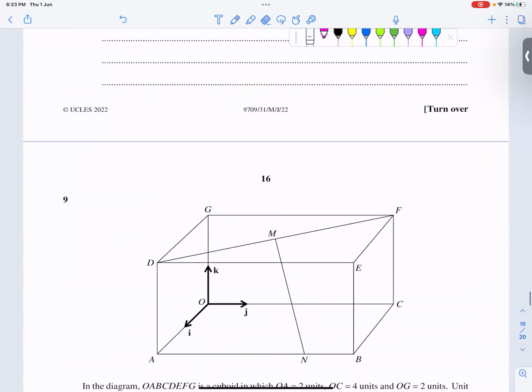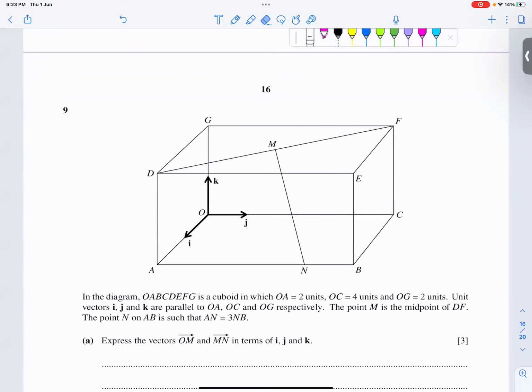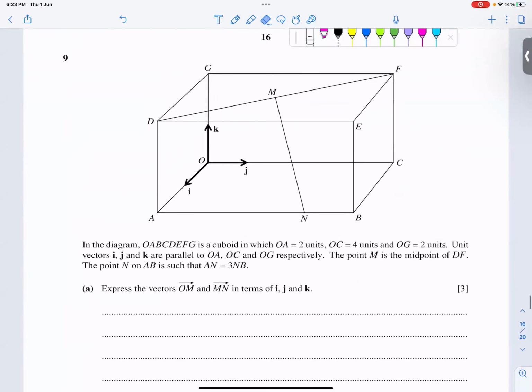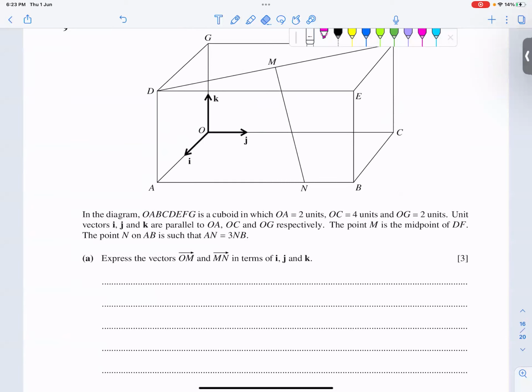Okay, so moving to question 9, it is related to vectors. In the diagram, OABCDEFG is a cuboid in which OA is 2 units, OC is 4 units, and OG is 2 units. Unit vectors i, j, and k are parallel to OA, OC, and OG respectively. The point M is the midpoint of DF. The point N on AB is such that AN is equal to 3 times NB. So let's say if NB is 1, this will be 3. Okay.